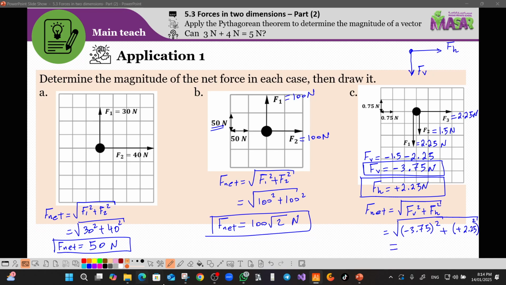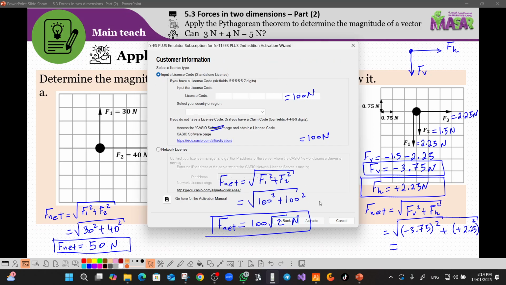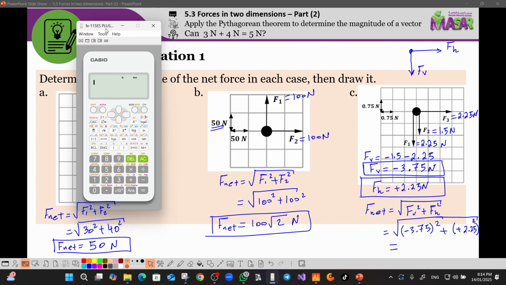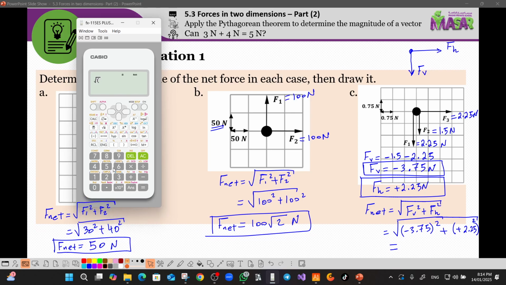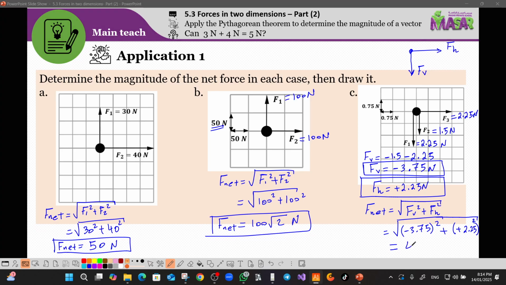Now let me use the calculator to show you how we can calculate the magnitude of F net. So we use the square root with the bracket, minus 3.75 squared plus 2.25 squared. And the answer, in decimal form, is 4.37 Newton. This is the magnitude of the F net.